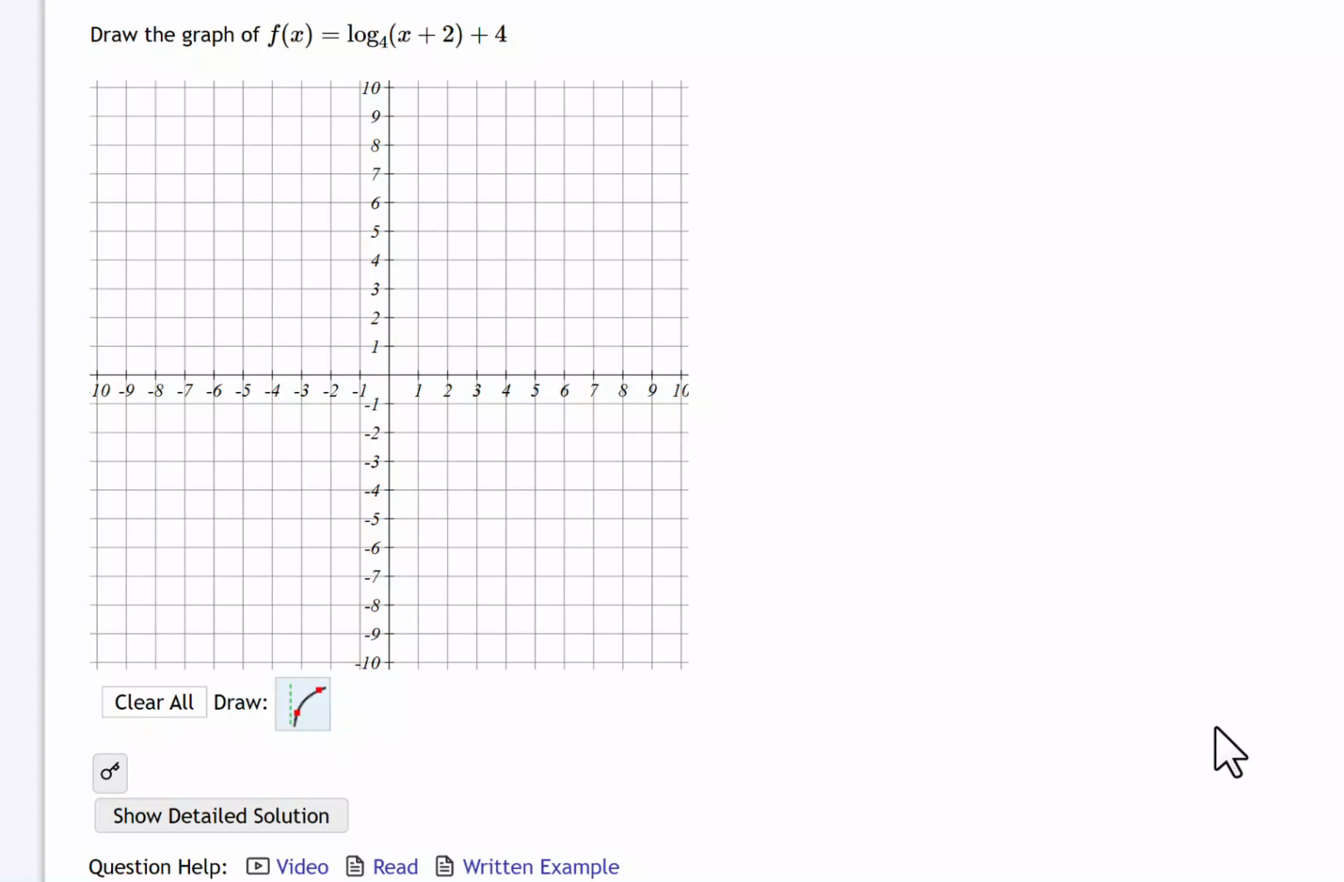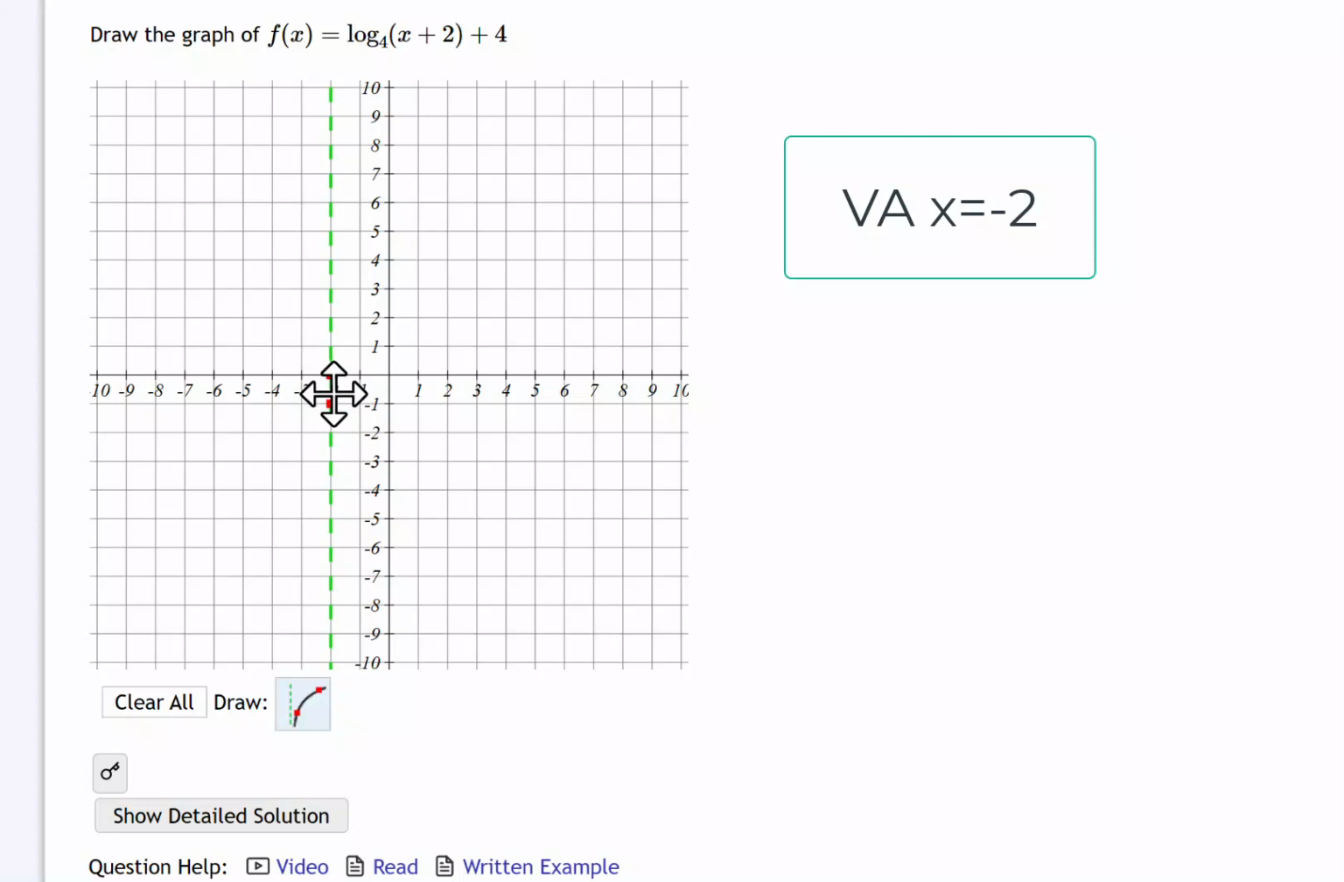The x plus 2 tells us we have a horizontal transformation to the left 2 units, and the plus 4 says we have a vertical transformation up 4 units. If we set x plus 2 equal to 0, we get x equals negative 2, which is the location of our vertical asymptote. So to begin graphing, we click on the graphing tool, and we go to negative 2 to insert our vertical asymptote. After that, we continue to use the transformation to graph our logarithmic function.